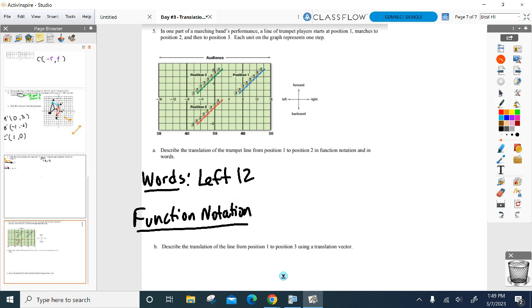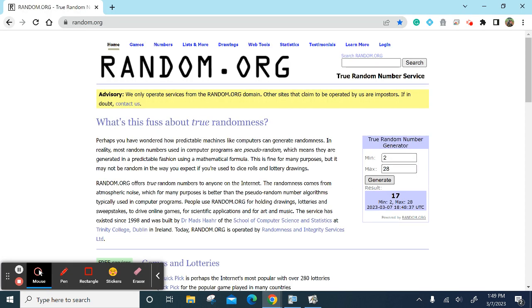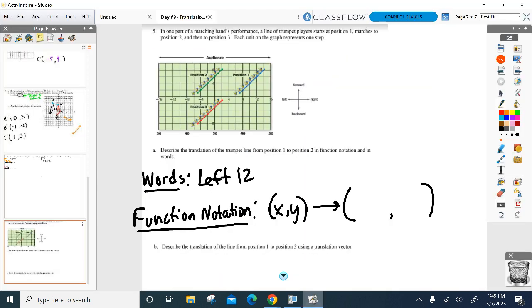All right, function notation. Got to have x comma y implies. How do you take care of the left 12 part? What do I write in first here? X minus 12. And since we didn't go anywhere on the y, y is certainly okay, or if you want to put plus 0, it's fine. It's correct.